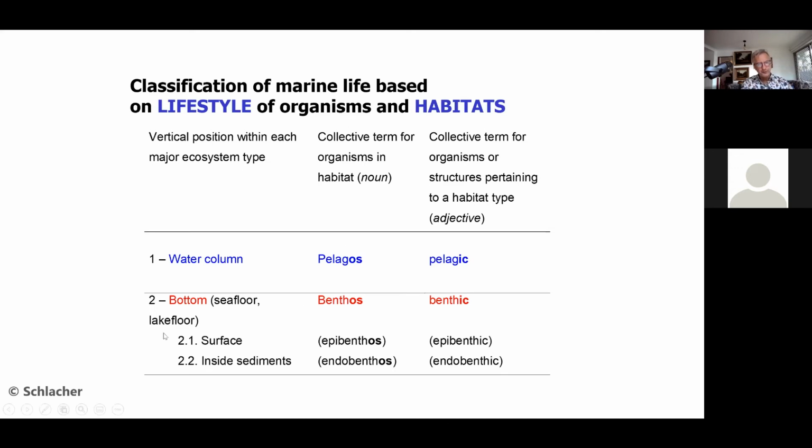If you go down to the sea floor, or if you really have to, in freshwater, the lake floor, the bottom of the ocean, or any freshwater system, you don't talk about the pelagos, it becomes the benthos. So essentially the benthos is the collective term for every single living bit sitting down at the bottom, and we talk about benthic organisms which are associated with the seafloor as opposed to pelagic ones. You can then go a little bit nitpicky and say, if it's at the surface of the seafloor, it's the epibenthos. If it's buried inside the sediment, it's the endobenthos, and so forth.